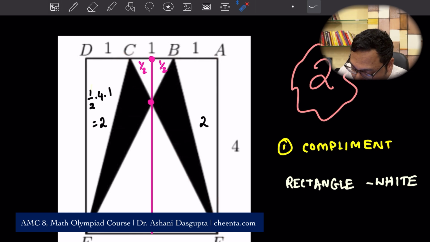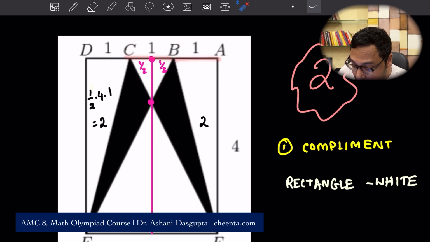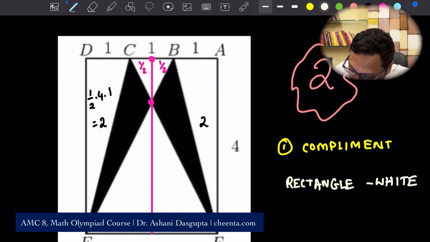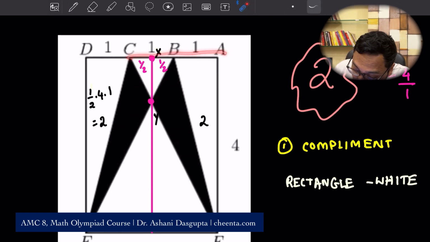Now notice that this little piece is 1/4 of this big piece. This big piece is 2, right? AB is 1, BC is 1. So this big piece is 2 and this little piece is half. So the big piece and little piece, if you take the ratio, let's call this point X and this point Y. CA over CX is 2 by half, which is 4:1, right? So the big piece is 4 times the little piece.